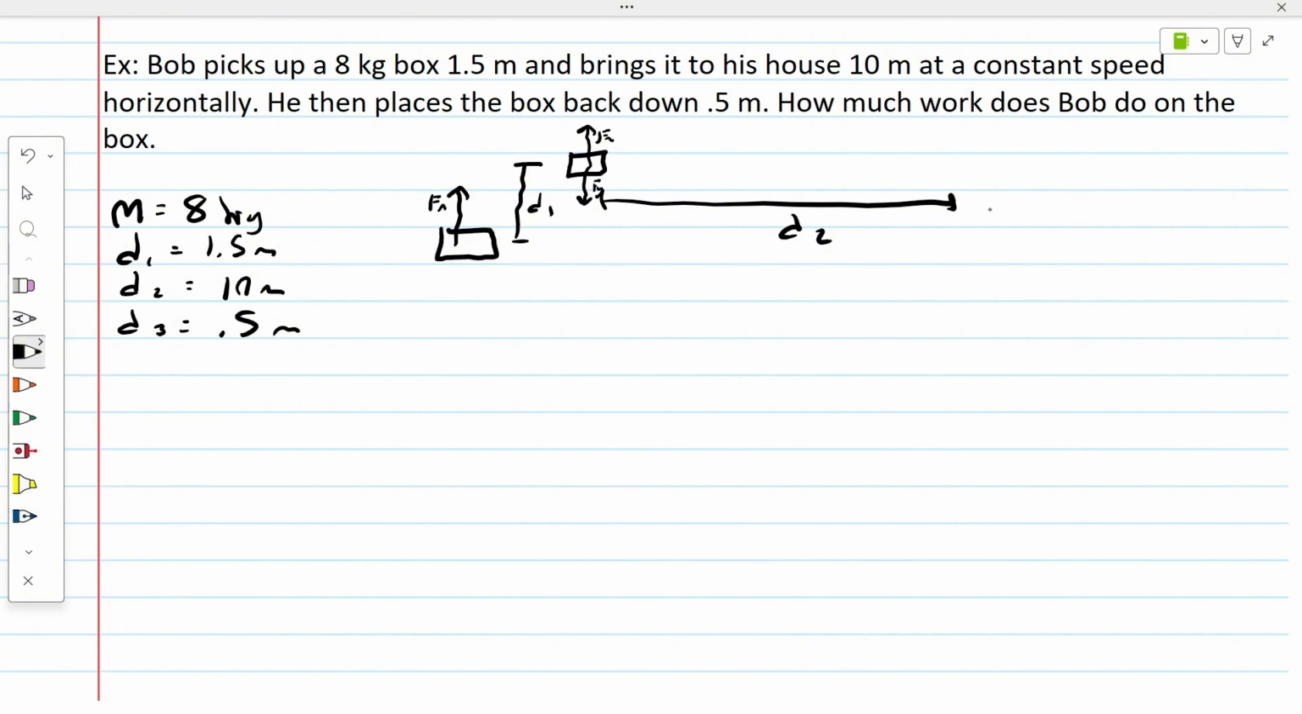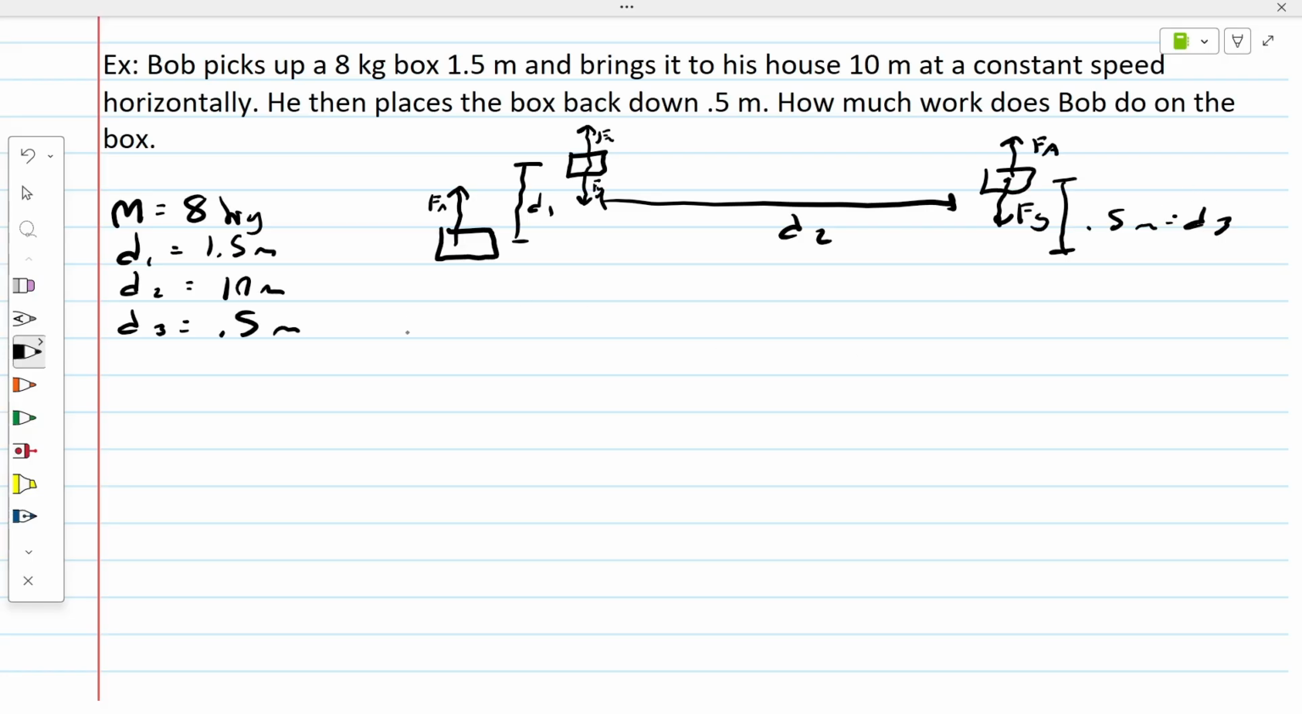And then we have placing the box back down. So now the box is over here, and it's going down 0.5 meters. But we're trying to find how much work Bob does on the box. So the force of gravity is pulling this box down, but Bob is still applying this force upwards. So the force is up, but the distance is down. This equals d3.